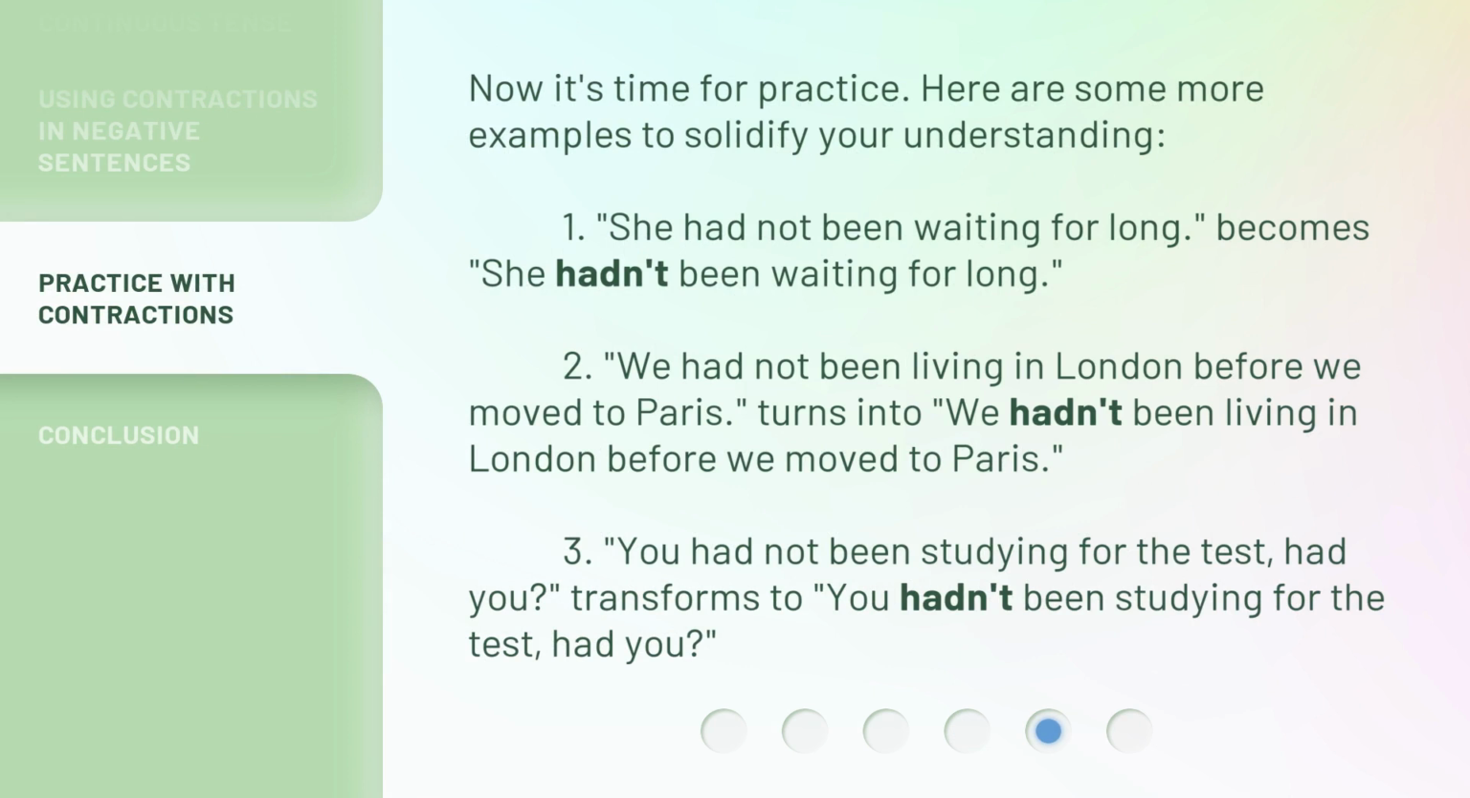Now it's time for practice. Here are some more examples to solidify your understanding. 1. She had not been waiting for long becomes she hadn't been waiting for long. 2. We had not been living in London before we moved to Paris. Turns into we hadn't been living in London before we moved to Paris. 3. You had not been studying for the test, had you? Transforms to you hadn't been studying for the test, had you?